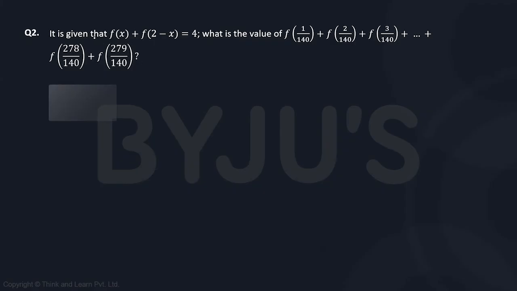It is given to us that f(x) + f(2 - x) = 4. Then what is the value of the sum of these functions?